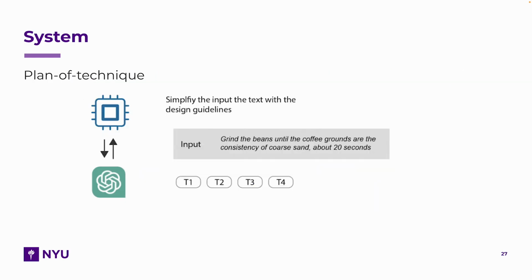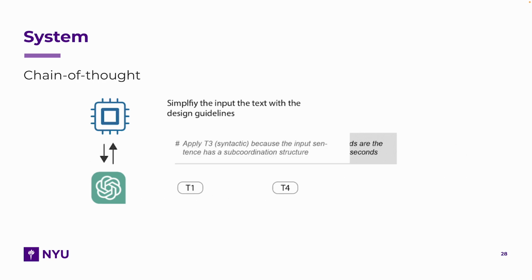The first method is plan of technique, treating the four simplification techniques as units of plan. The model is prompted to select a set of applicable techniques for any input text. Our second method involves chain of thought prompting, a well-established technique that integrates the explanation into the inference process to guide the model's reasoning. We observe that the chain of thought can significantly improve the reasoning quality of the GPT models.